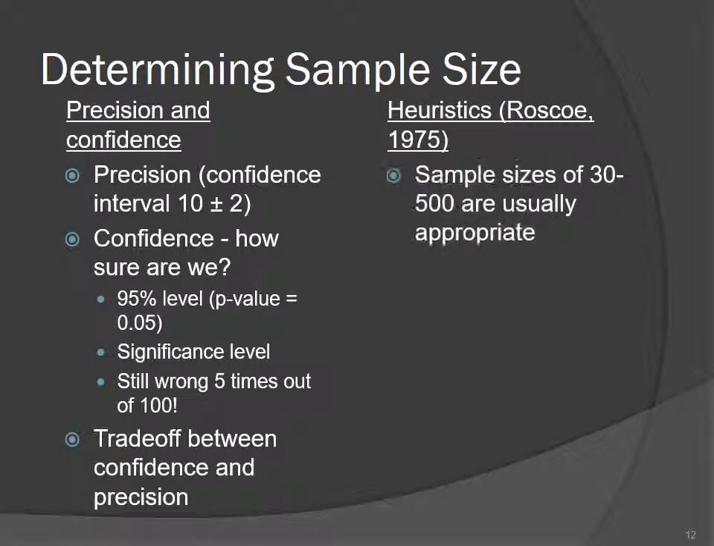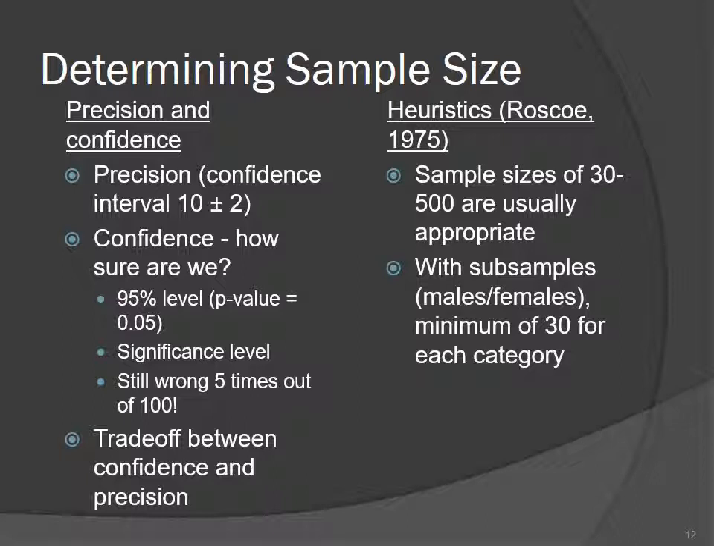Some rules of thumb for determining sample size. Samples of 30 to 500 are usually appropriate. Not very helpful, but you don't want it to be too small. As it gets too big, the resources required to gather it will probably mean that the time goes by and it's no longer an accurate representation.